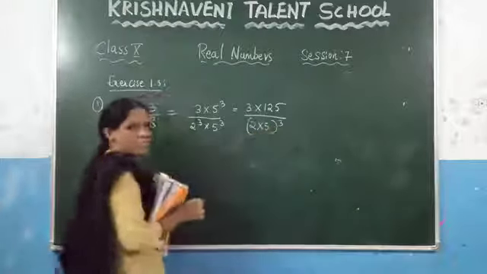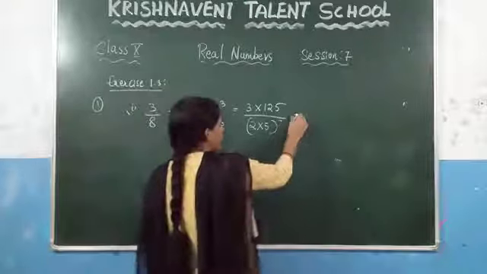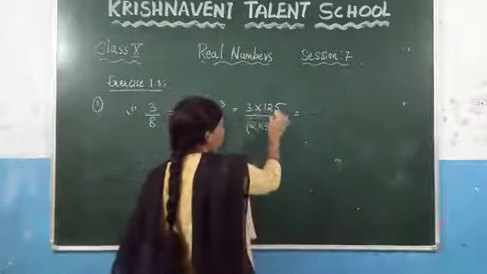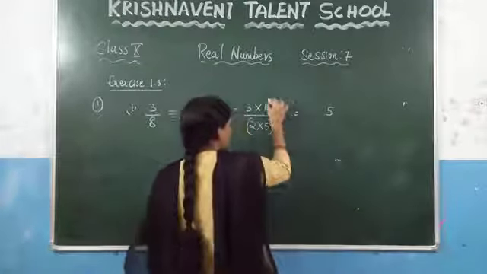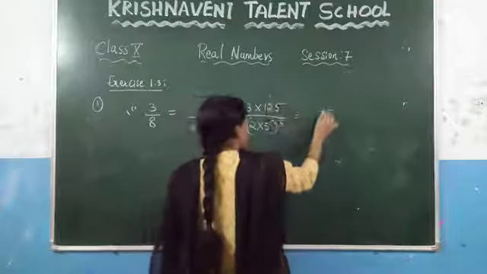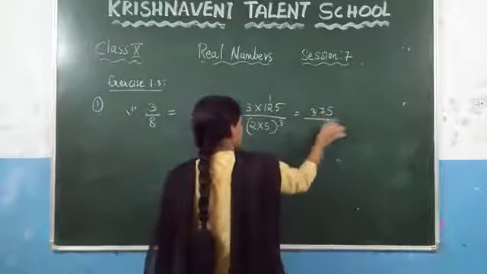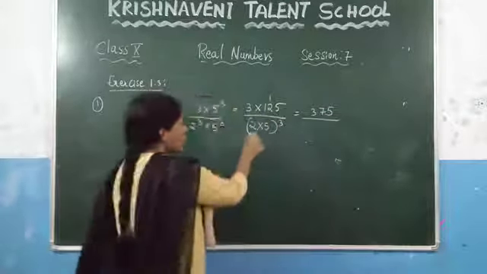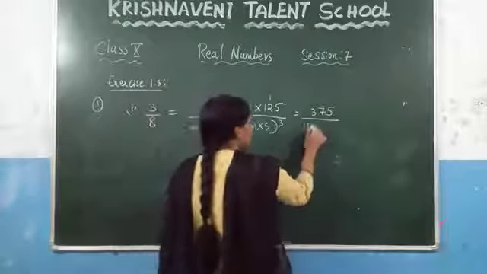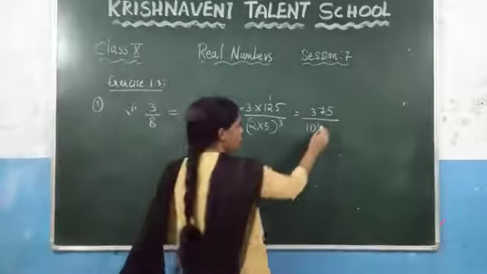2 into 5, which is 10. So we got it here. Now multiply this one. What will we get? 5 threes are 15, which is nothing but 1 carried. 3 twos are 6 plus 1, which is 7, and 3 ones are 3. So 375. Now after multiplying, what you will get here? 10 cube, which is nothing but 1000.